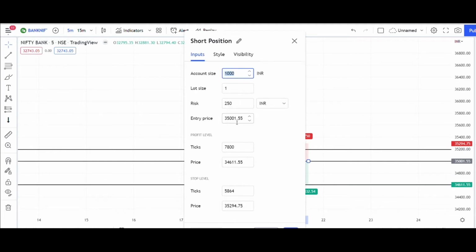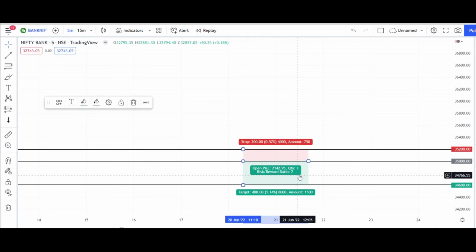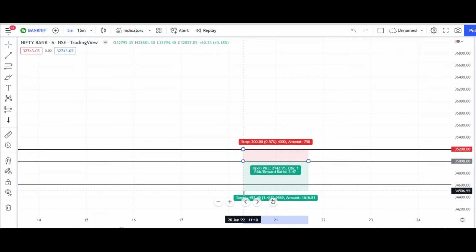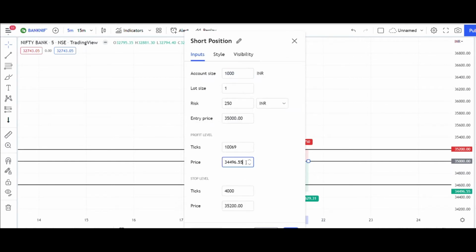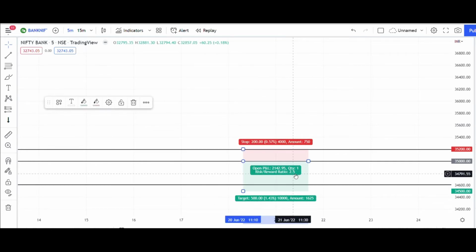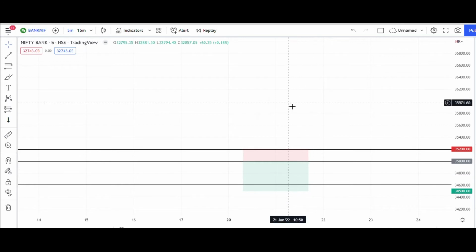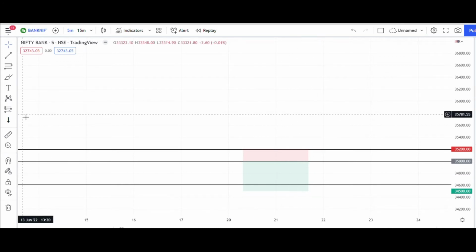So your entry is 35,000. You have to take at least 400 points, so 34,600, and 35,200 is your stop loss. Here you will get a risk reward of 2, and you can also adjust it as you want with your trade setup. If you want to go with 1:2.5, you can just adjust a bit, and if you don't get the proper figure, then you can adjust here, like I will put 35,500. Then you will have the proper 1:2.5 risk reward ratio. So this is how simply you use the long position and short position.